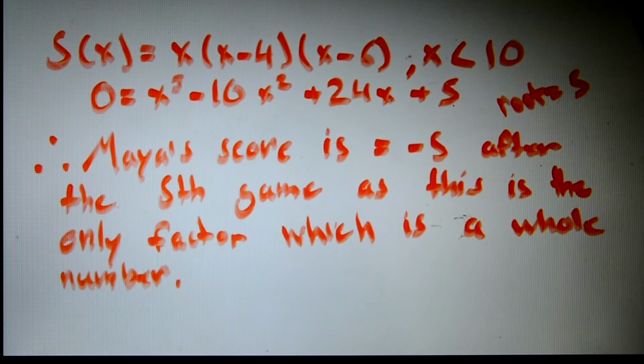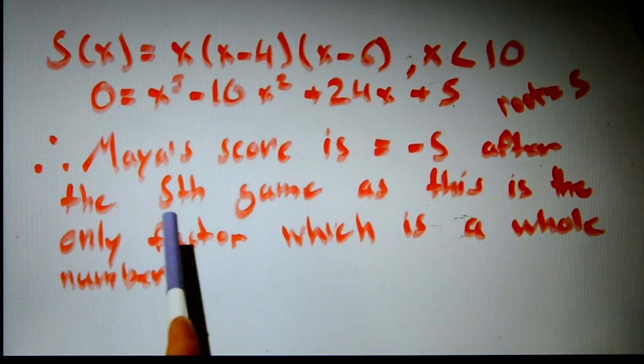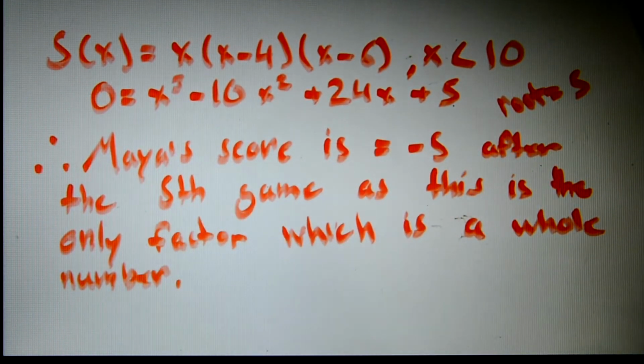Therefore, my score is equal to negative 5 after the fifth game, as this is the only factor which is a whole number, which is important as we are looking for a specific game value and that we do not take score halfway in between a certain game. Therefore, decimals are to be rejected.